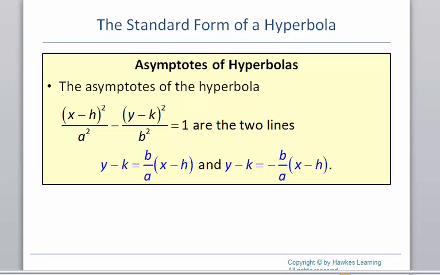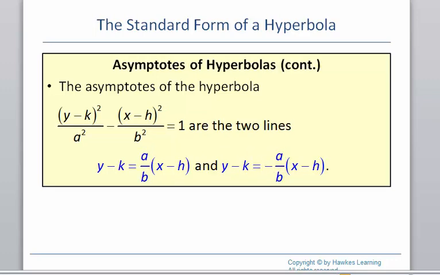A hyperbola has two asymptotes. The asymptotes enable us to graph the hyperbola, and these asymptotes have very specific formulas depending on how the hyperbola is turned. So if the equation of our hyperbola starts with an x, then the equations of our asymptotes look like these two. If our hyperbola begins with the y, then the equations for our asymptotes look like this. Now we're going to come back to these slides as needed as we start to work some problems.